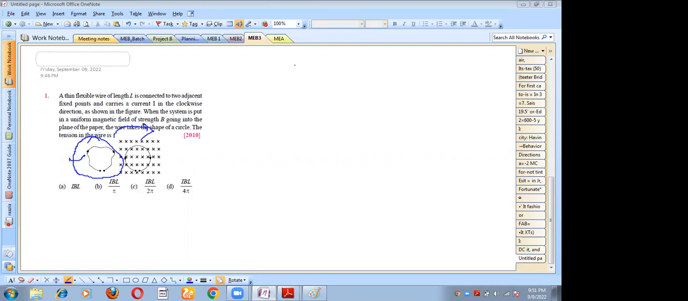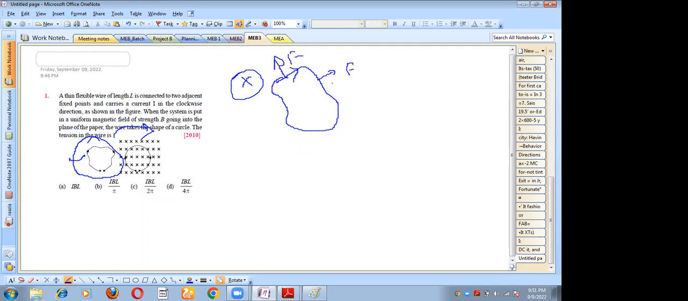So when any kind of current carrying wire, of any shape, is placed in the magnetic field, force will act from all the directions, right? We have seen that the total force acting on it is zero. So force on this section will act like this, force on this section will act like this, and so on. So it will take the shape of a circle.